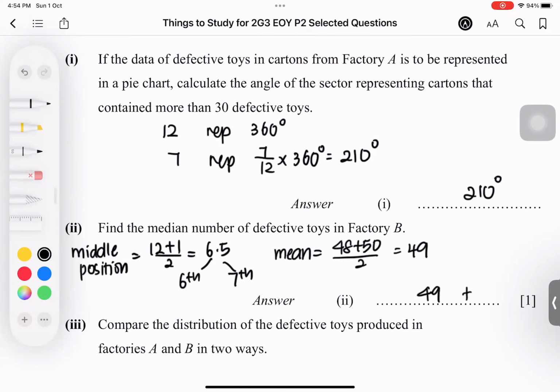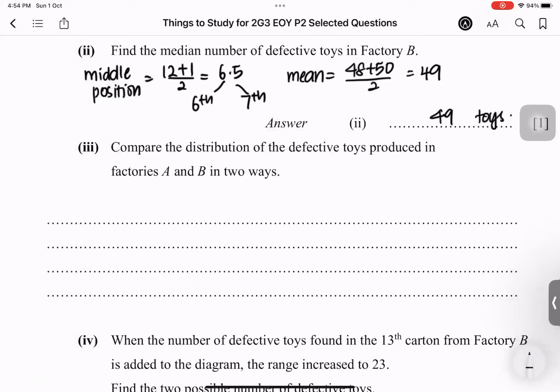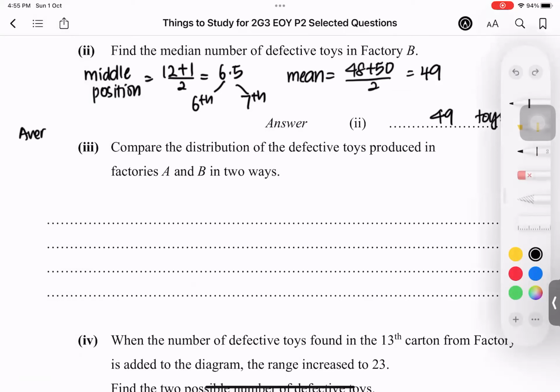Compare the distribution of the defective toys produced in 2 ways. When we compare data in 2 ways, number 1, we need to compare the average performance, the averages. When we compare the averages, there are a few kinds. We'll always compare the mean, followed by median, followed by mode. Now, it's not very ideal to use the mode, and the mean is a bit too difficult to calculate. So I'll compare the median instead. In fact, I already have one median down here. So I find the median for factory A and I compare it.